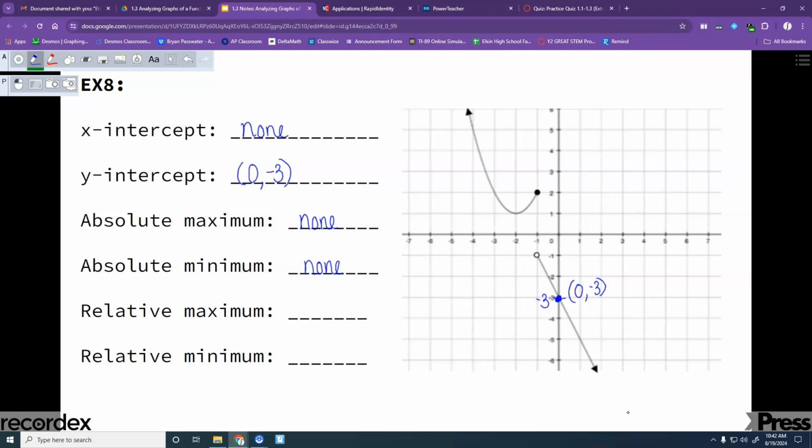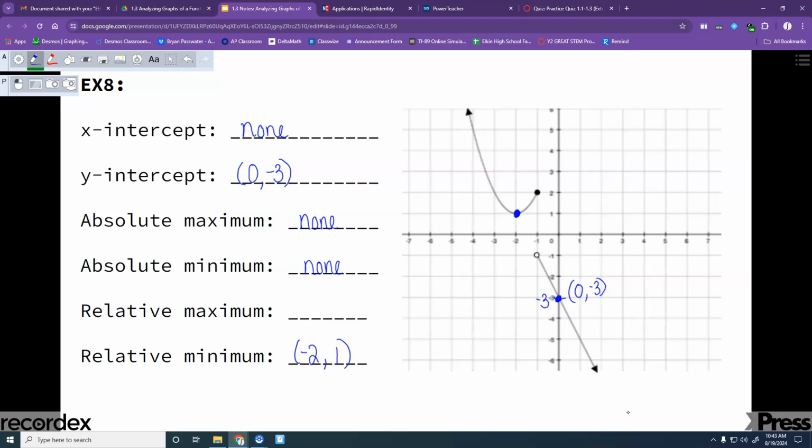-3 is not a relative minimum. (-2, 1) right here is my relative minimum. It's not the lowest point on the whole graph, but you do switch from decreasing back to increasing. It's a low point on the graph, just not the lowest. So that's a relative minimum.